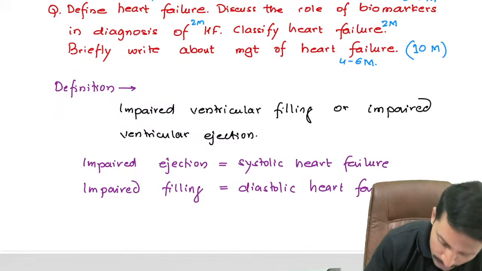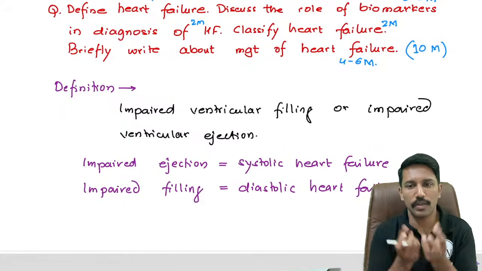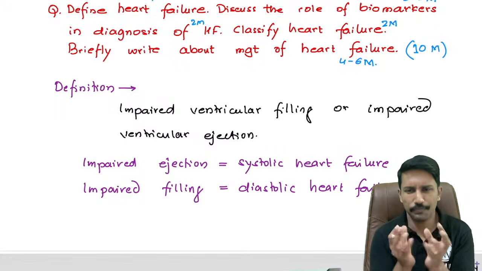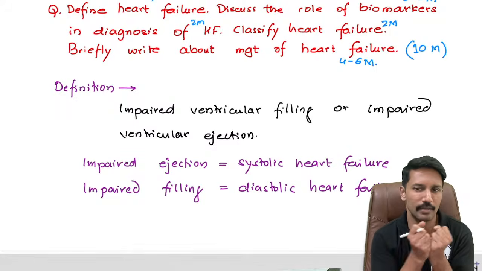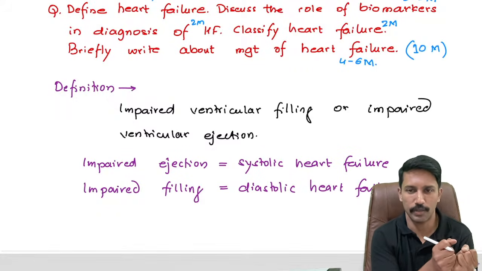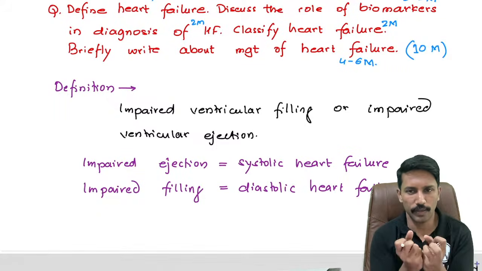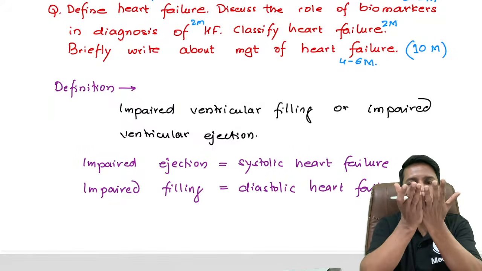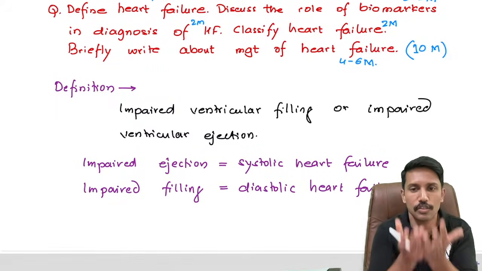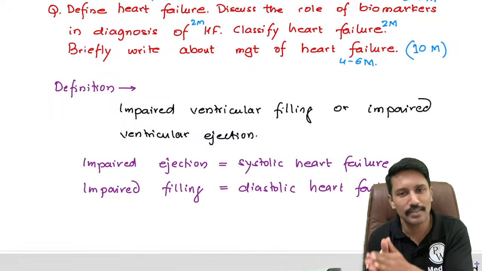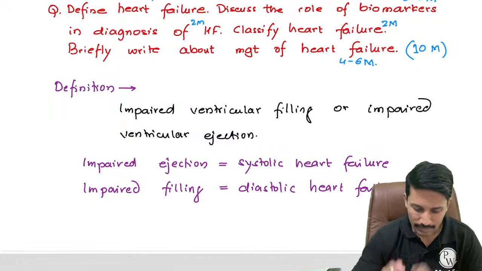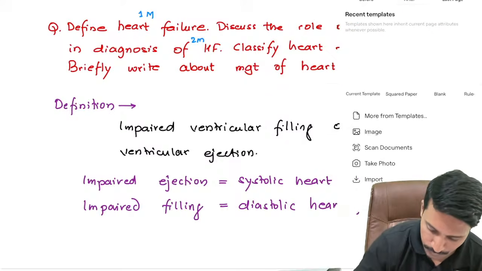So to summarize again, ventricles receive the blood during diastole. If they are stiff, they are small, they are not able to receive the blood during diastole, then the filling won't happen. It is diastolic heart failure. If diastole goes well, then we eject that blood into the arteries during systole. If I am not strong enough to eject the blood, I fail. Then it is systolic heart failure. This is the basic definition.